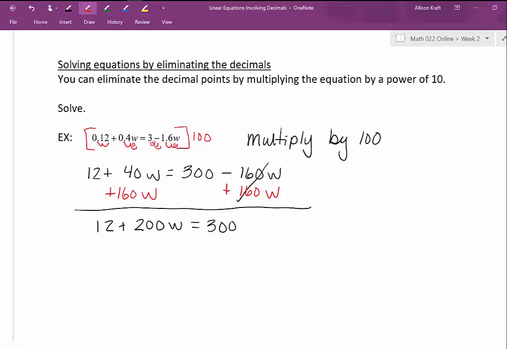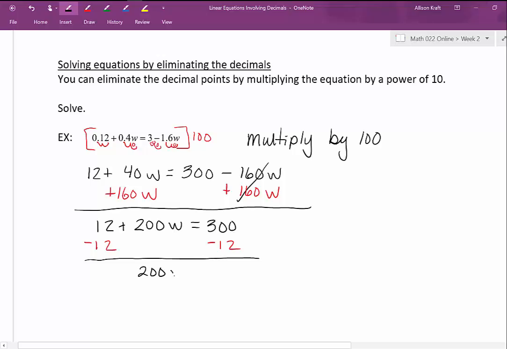Now that all of our variable terms are collected on the left, we need to move our constant terms to the right. I'm going to subtract 12 from both sides. Gives us 200w equals 288. Lastly, we need to divide by the coefficient of our variable. We'll divide both sides by 200. Since our original problem was a decimal, we want to write our solution as a decimal. We end up with w is equal to 1.4.